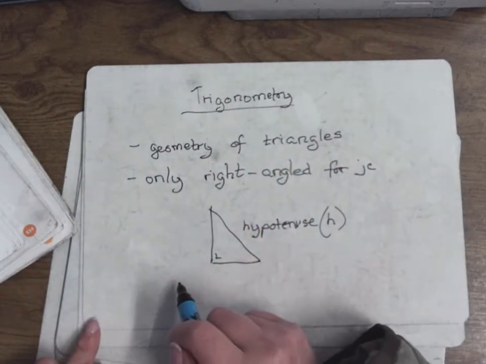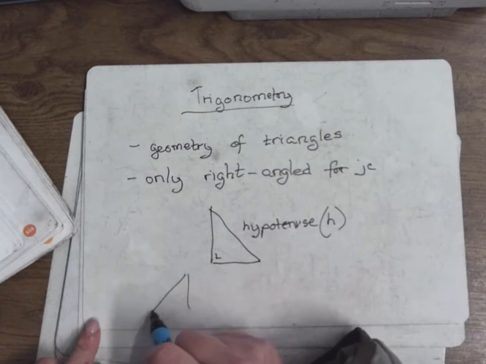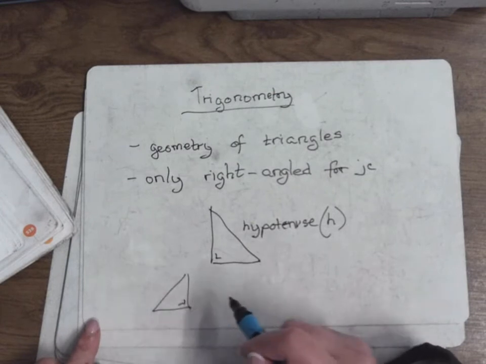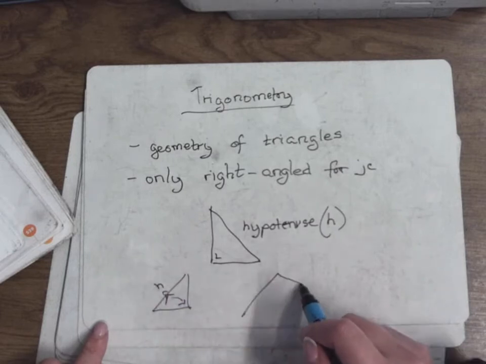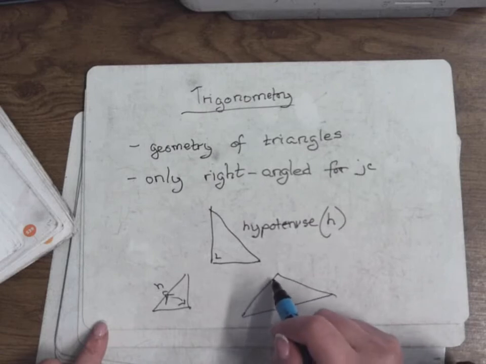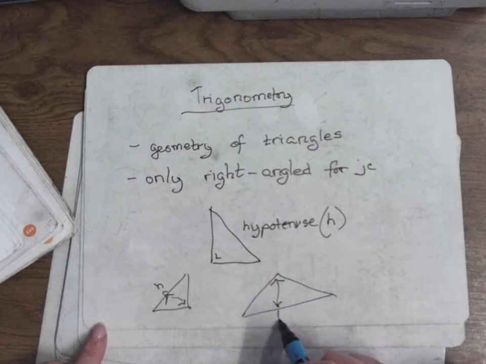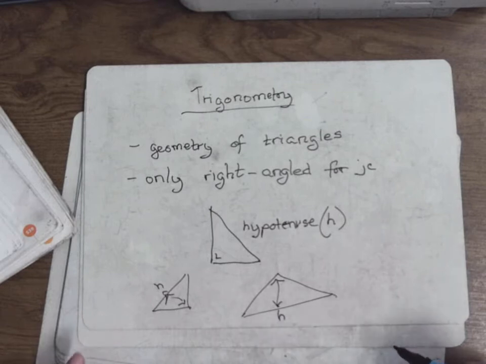Don't bother drawing down these triangles. This is just me showing, right? Okay, here's the right angle. So straight across, that's the hypotenuse. Okay, if the right angle is up top, right, straight across from the right angle is the hypotenuse. So the hypotenuse is a special line, and it's always opposite the right angle.